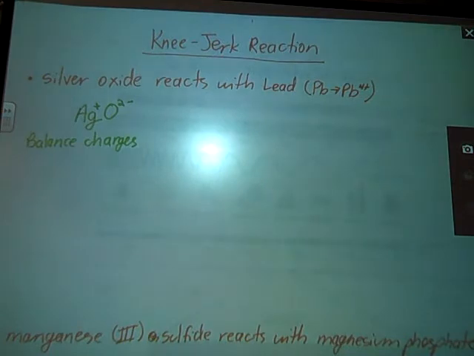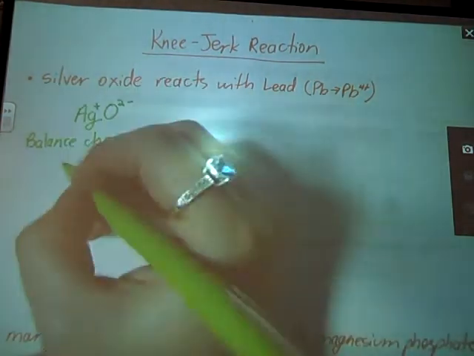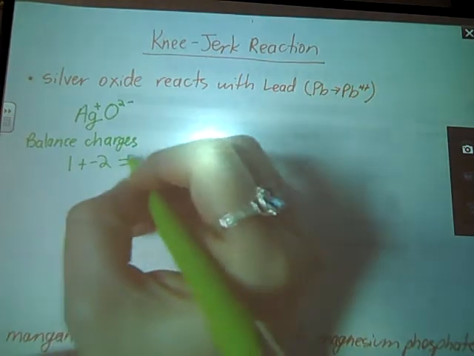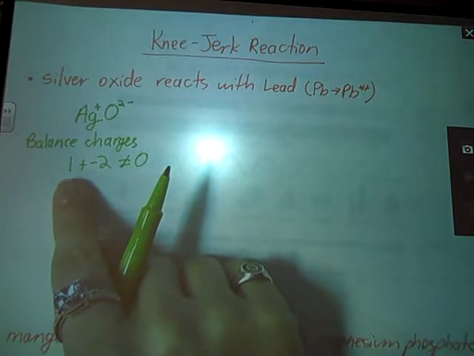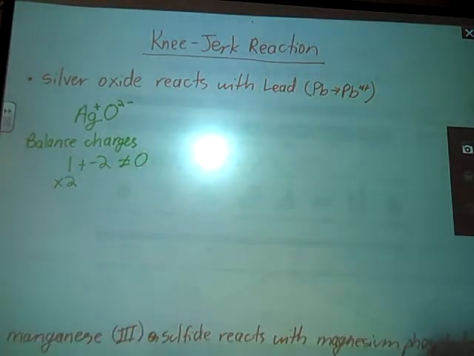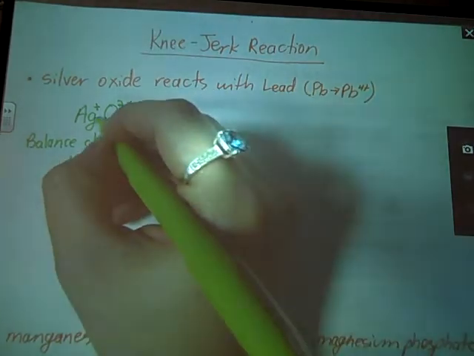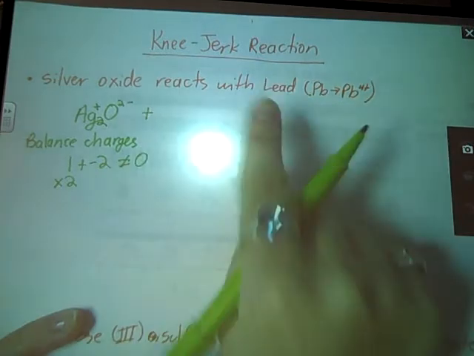All of your compounds must sum to 0. In this case, that doesn't equal 0. 1 plus -2 is not 0. I need to multiply that 1 by something in order to counteract this -2. In this case, a 2 will do it. So I need a subscript of a 2 after my silver. Reacts with lead.